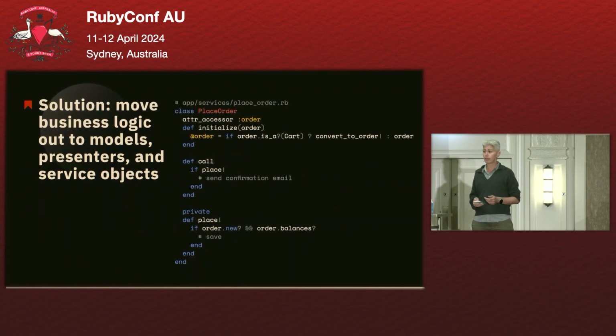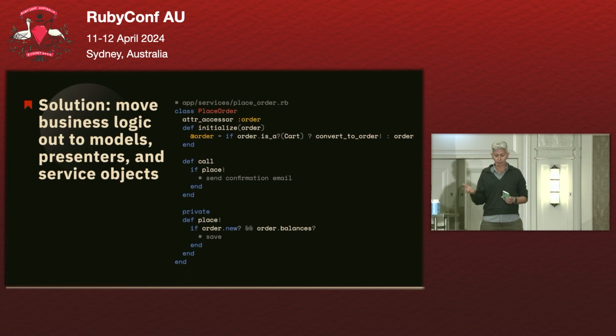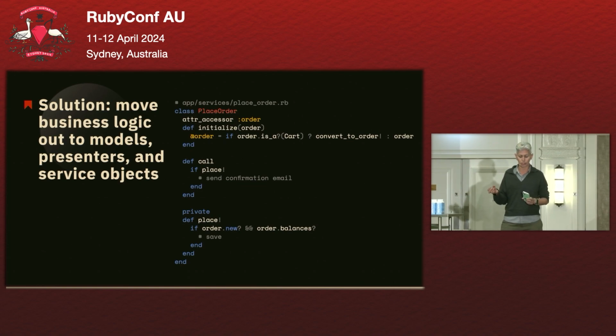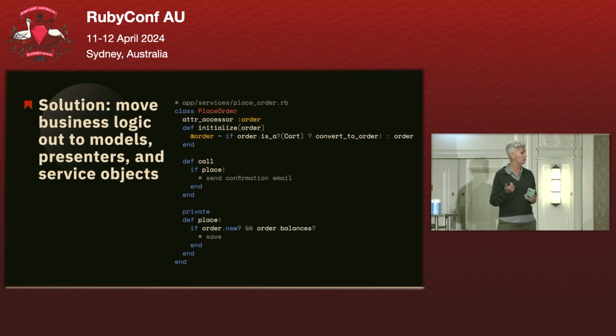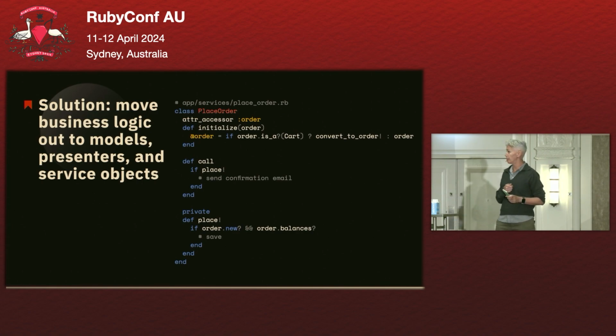A better way of doing this one is to move that business logic to either a presenter, a service object, or a model. In my case, I chose a service object, but you might as well also create a model that's called, for example, placed order, and move all that logic over there. And in this case, I'm initializing that service object with an order, and then I call all the other actions that I want to do.